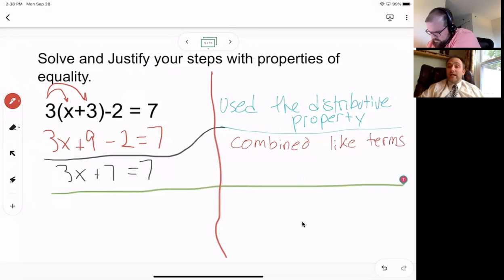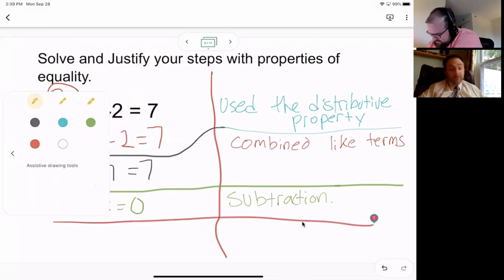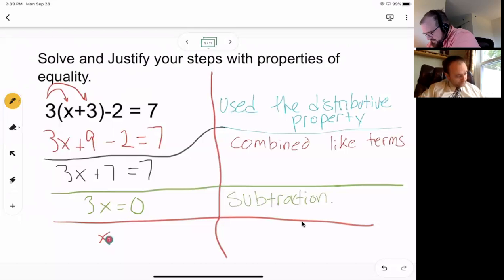And then I'm going to subtract 7 from both sides because I want to get the 3x by itself. So on the page before the previous one, they called that the subtraction property of equality. I'm going to write subtraction. And then I'm going to divide both sides by 3. And I'm going to say division.